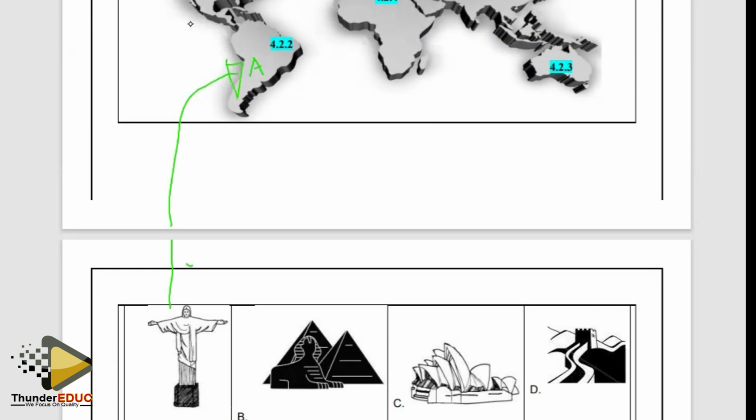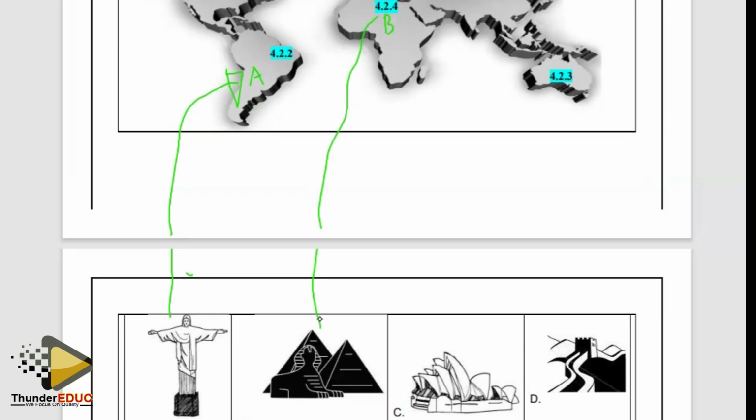So I'll just illustrate it like this for easier reference. So that is the first one. Then moving on to B. When we are looking at B, B is actually the Great Sphinx and also the Great Pyramids of Giza, which are located in Africa. So I'll add a link so that they locate straight to Africa. So this is where B is located.